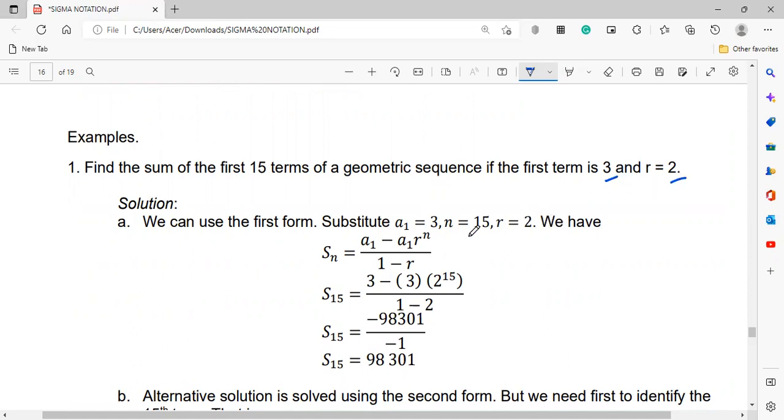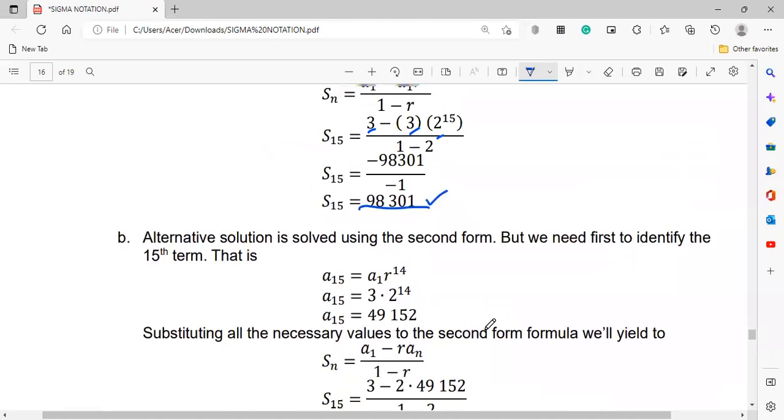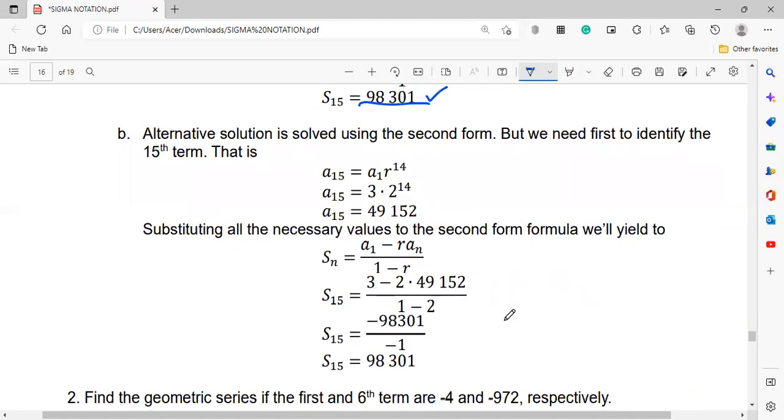So by substitution, a sub 1 is 3, r is 2, and r raised to n, so we have 15, and then 1 minus r, where r is 2, 1 minus 2. So the sum of the first 15 terms is 98,301.